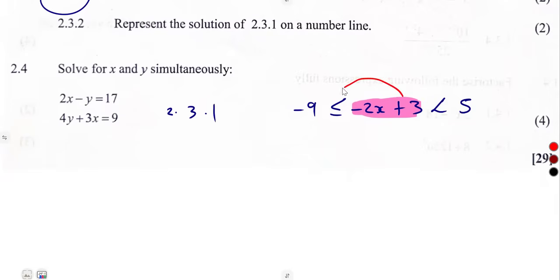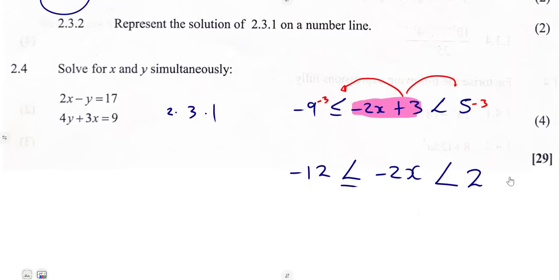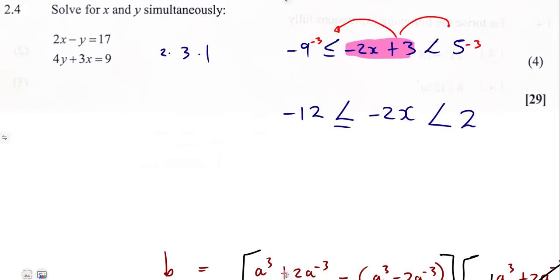All right, let's get rid of the 3 here, positive 3. So you're going to take it to this side and you also take it to this side. So it was a positive, so it's going to be negative 3, negative 3. Minus 9 minus 3, that's minus 12. So we are left with what? Negative 2x. Remember, we removed the 3. Is less than 5 minus 3. That's a 2. So this is what you are remaining with.